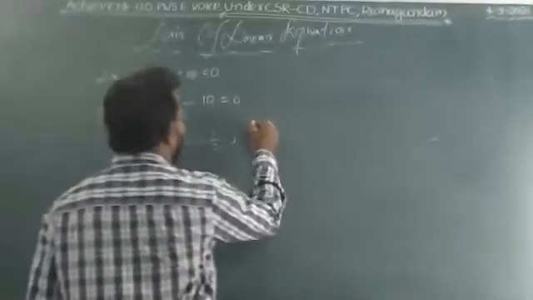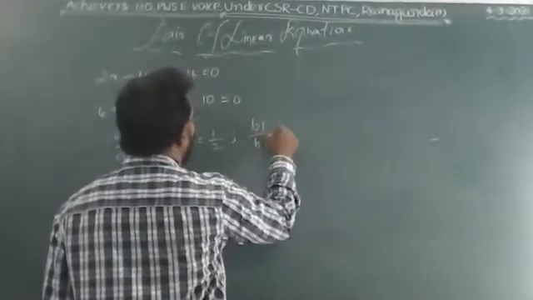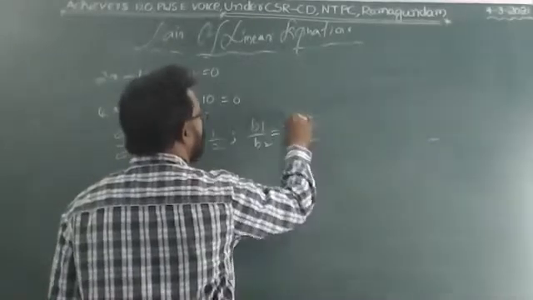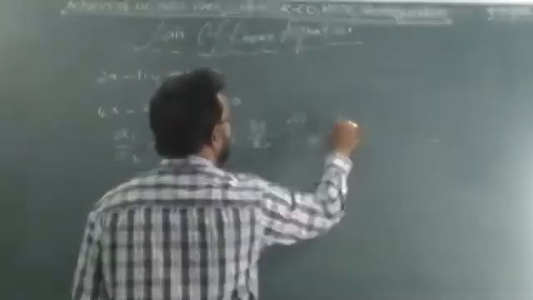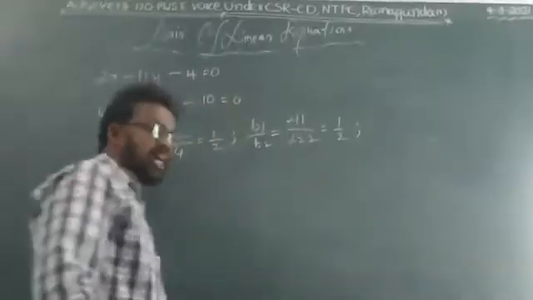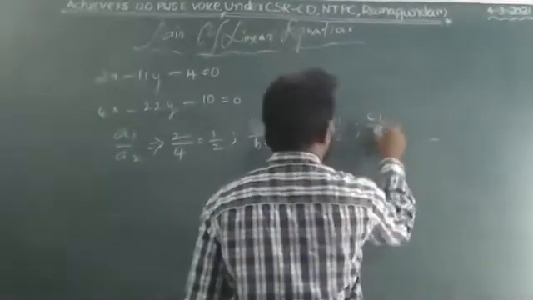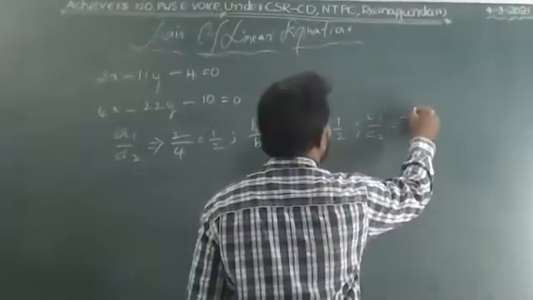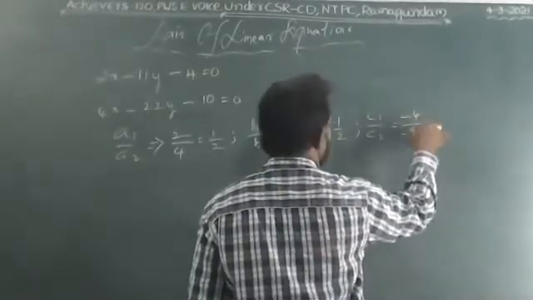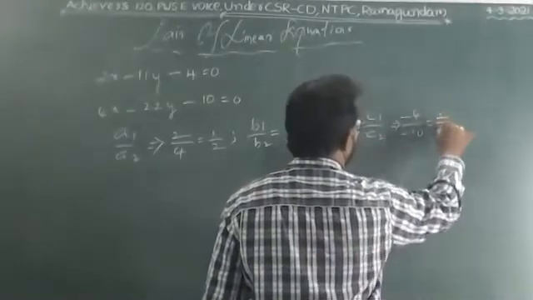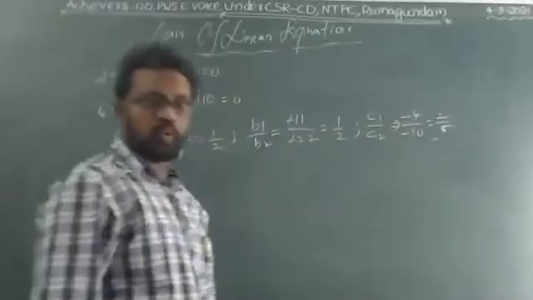Same like that here, b1 by b2. What is b1? Minus 11 by minus 22. Minus minus cancel. 11 ones are 11, 11 twos are 22. So 1 by 2 again. C1 by C2 here you have to do. What is C1? Minus 4. What is C2? Minus 10. Minus minus cancel. 2 twos are 4, 2 fives are 10. So 2 by 5.